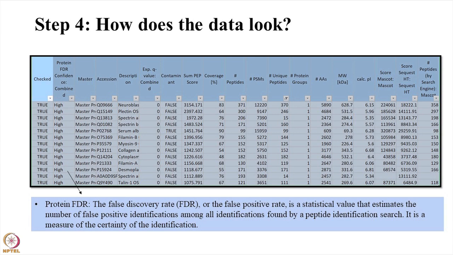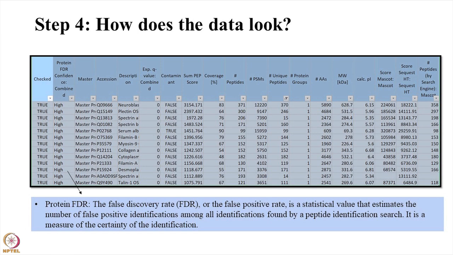Other than that, we will also have a plethora of information like the unique peptides. The unique peptides again give you an idea of how confident you are of identifying the particular protein that has been ascribed. For example, the first hit, which is a neuroblast differentiation protein, has 370 unique peptides. That means the mass spectrometer has encountered the peptide 370 times, or the software has annotated the protein with very high confidence.